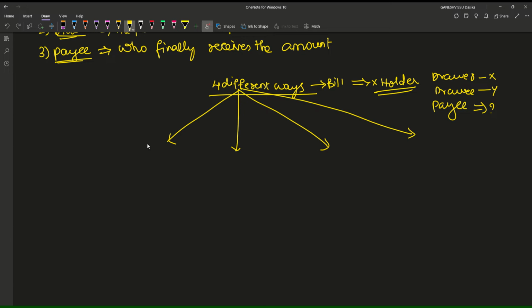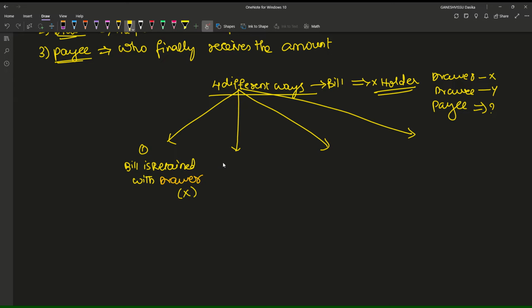Let us see. In the first case, the bill is retained with X. We shall write drawer, and in brackets we can say X, right? Bill is retained with drawer. Let me write it clearly. This is drawer, not drawee. Okay, this is bill retained with drawer.